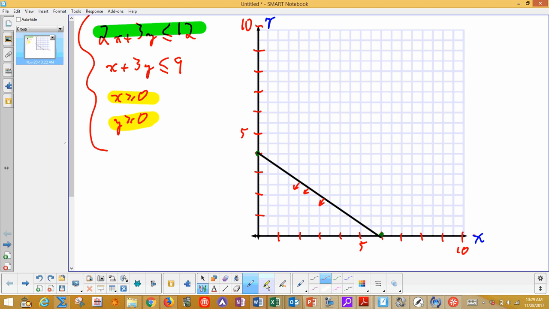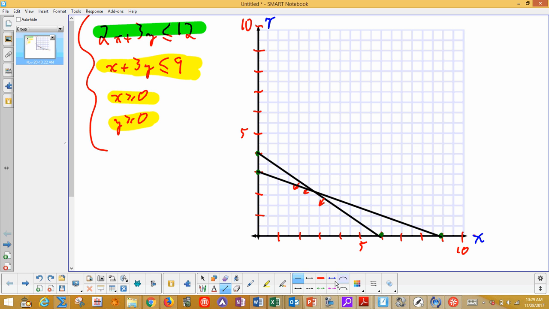Now I'm going to go to the second graph here. x plus 3y is less than or equal to 9. So I'm going to graph that. If x is 0, y is 3 here. And if y is 0, x is 9 here. So this graph becomes a line again from here to there.